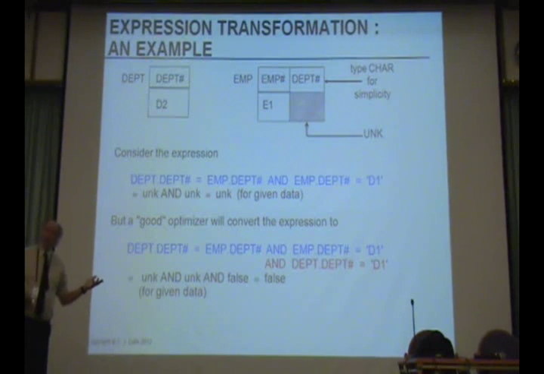But if we now evaluate the expression again for the only data we have, you get UNK for that one, UNK for this one, but this one is d2 equals d1, which is false. And so the whole thing comes out false. So actually, by gluing on the extra term, it changed the meaning of the expression. In fact, if the optimizer does this, it's an invalid optimization, but never mind for a moment.